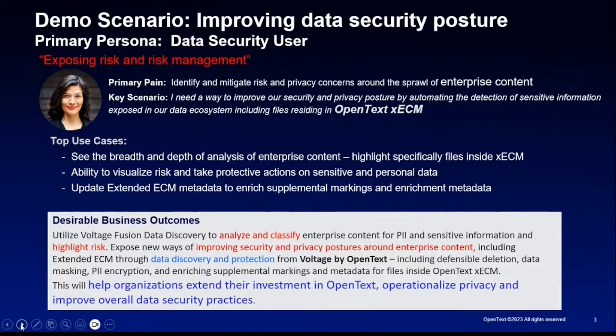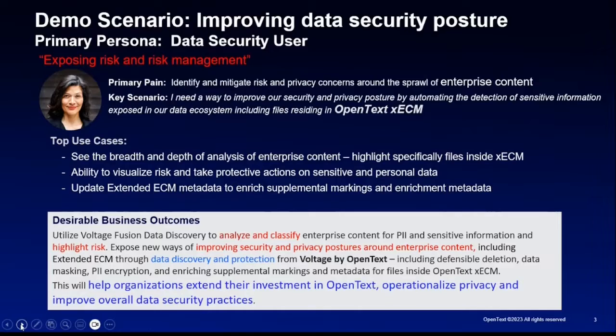So in this scenario, our user is really looking for ways to improve security and privacy postures by automating the detection of sensitive information, really looking for ways to expose that risk across their data ecosystem. But in this case, we're going to focus specifically around OpenText Extended ECM. So you're going to see Jason walk you through a scenario where we're going to look at the breadth and depth of analysis we can do within Voltage.